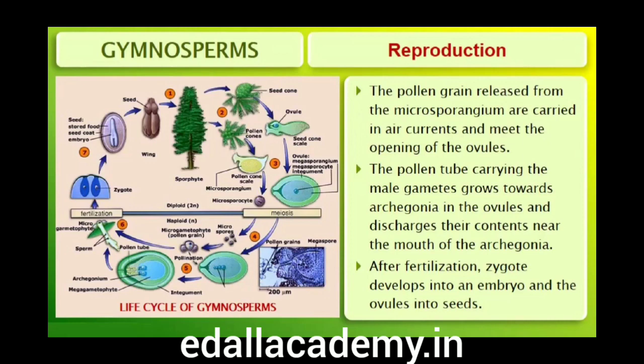The pollen tube carrying the male gametes grows towards archegonia in the ovules and discharges their contents near the mouth of the archegonia. Following fertilization, the zygote develops into an embryo and the ovules into seeds. These seeds are not covered.